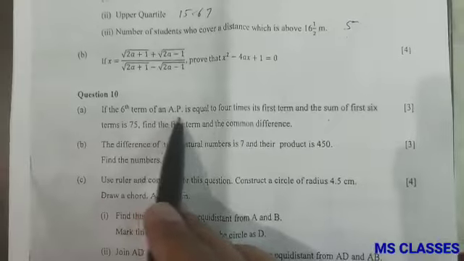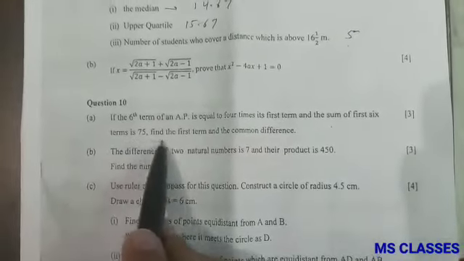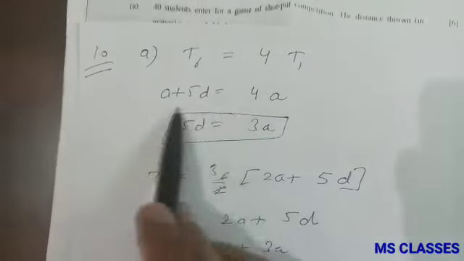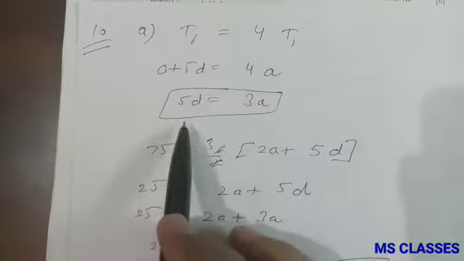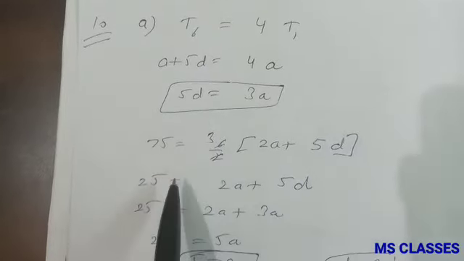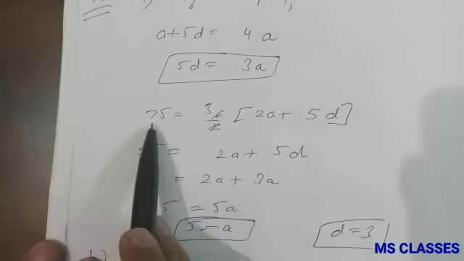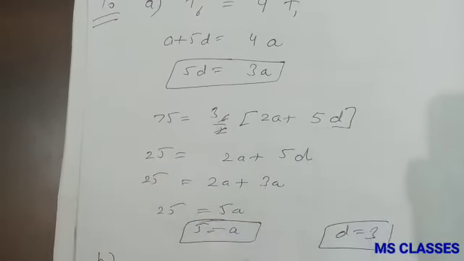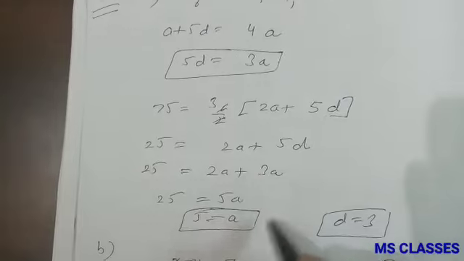If the sixth term of an AP is equal to 4 times its first term and the sum of the first 6 terms is 75, find the first term and the common difference. So the sixth term is 4 times the first term, so a plus 5d is 4a. So from here 5d is 3a. Sum of the 6 terms, that is Sn is 75, which is n by 2, 2a plus n minus 1 into d. So from here, if you put the value here, you get a as 5 and d is 3.